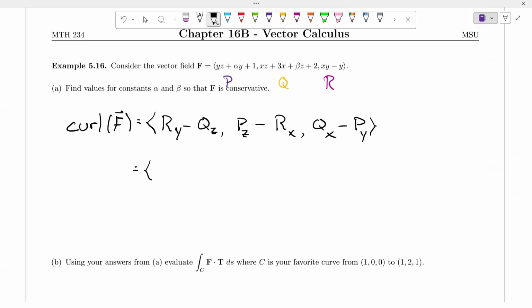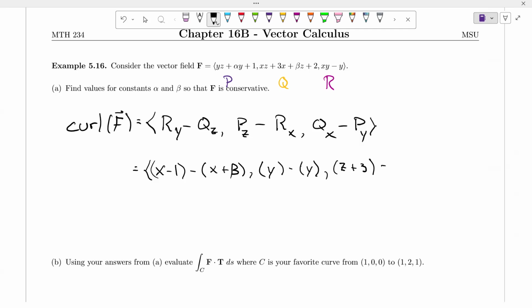R partial Y is x minus 1, minus Q partial Z, which is x plus 0 plus beta. Then P partial Z. Looking at that first term, do its Z partial, I get y, and that's it. Minus R partial X. Look at the third term, I get y minus 0, so just y. And for Q partial X, going through that guy, I'll get z plus 3 plus 0 plus 0, minus P partial Y. Look at the first term.